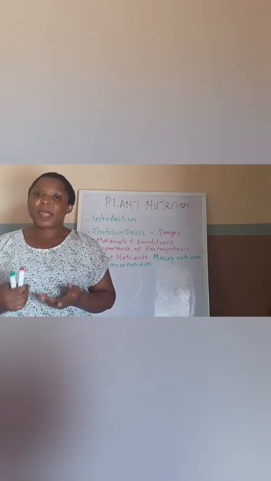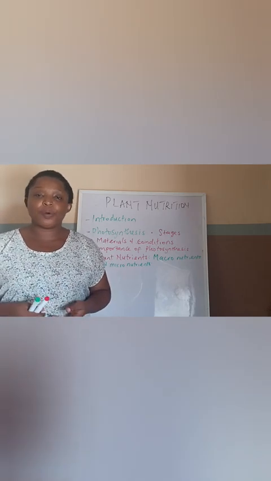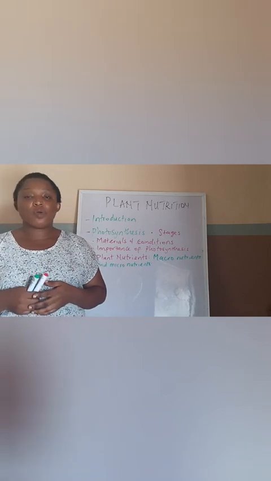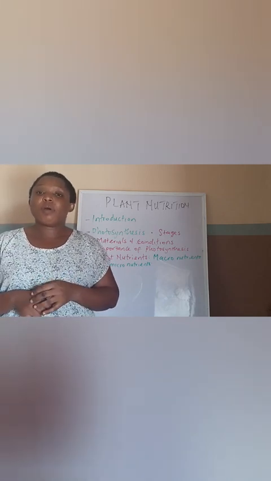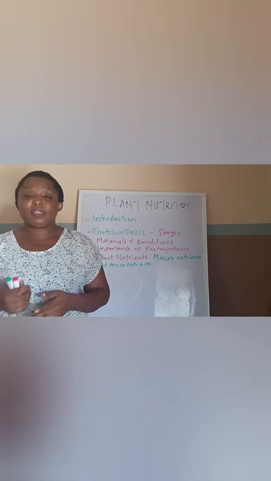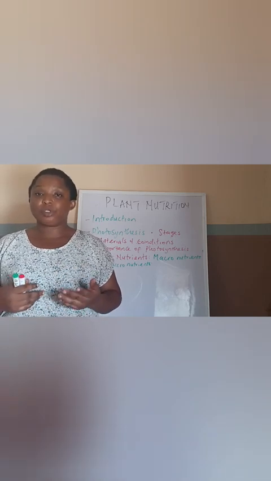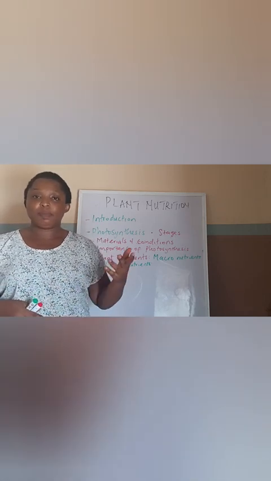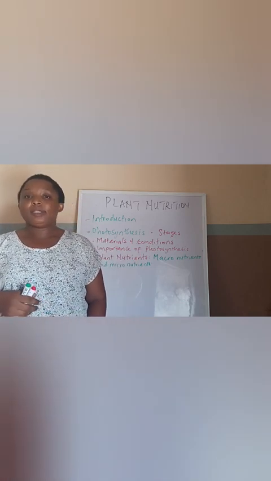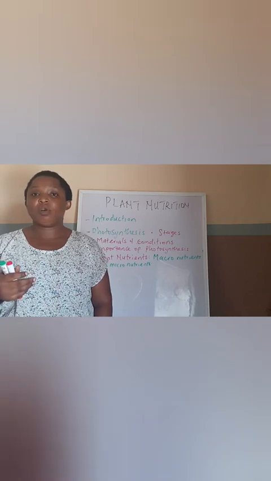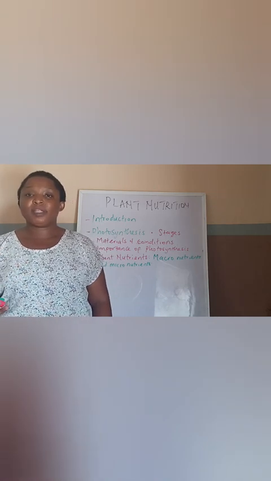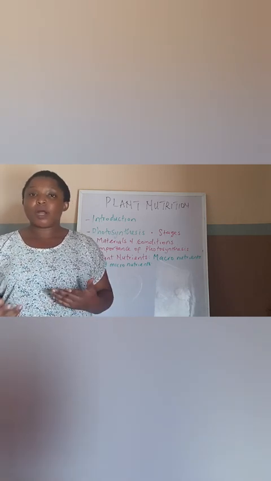So another micronutrient is boron. Boron aids the transport of calcium and sugar in the plant. When there is deficiency of boron, the plants will turn brown in color.